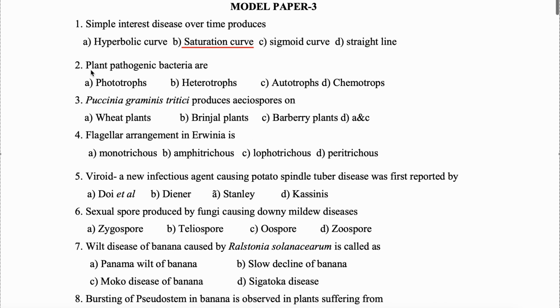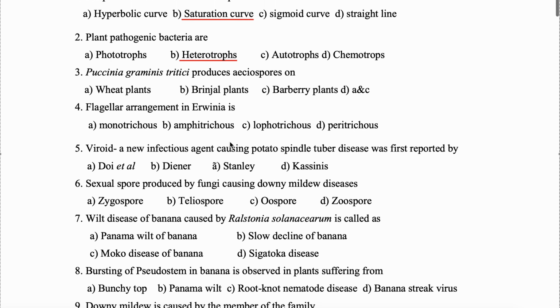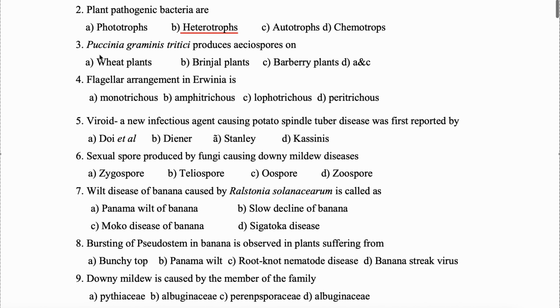Moving on, question number 2, plant pathogenic bacteria are heterotrophs. Okay. Question 3. Puccinia graminis tritici produces ascospores on its Barberry plant.